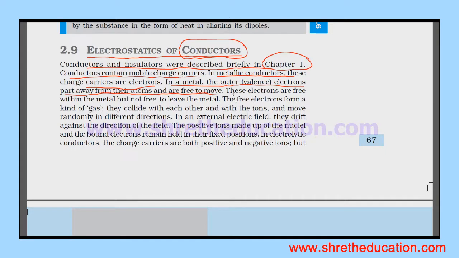They are free to move. These electrons are free within the metal but not free to leave the metal.